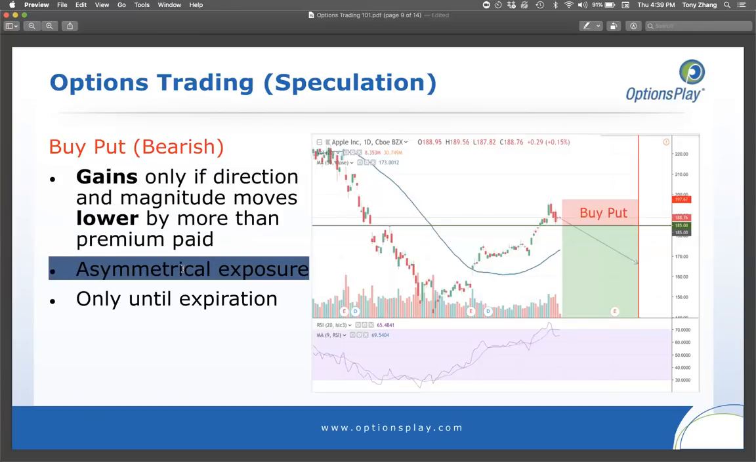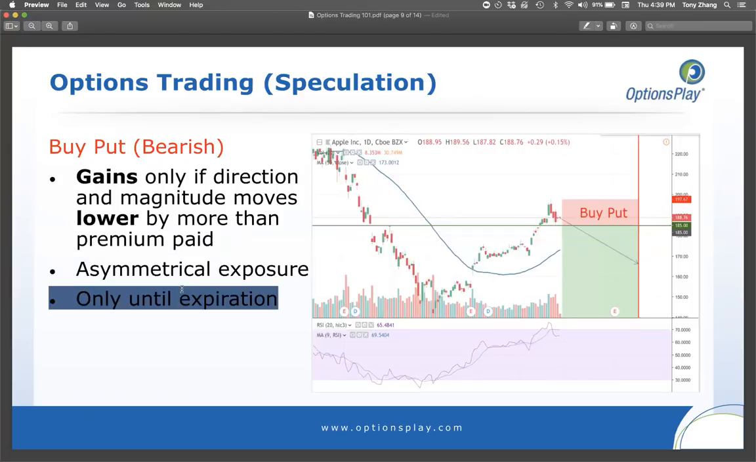Same thing, you have asymmetrical exposure, which means that you get downside exposure all the way down to zero. But if Apple rallies up to 200 or 210 or 220, you have limited risk, so that you never risk more than what you've paid for that put option. And just like the call option, you maintain exposure only until expiration.